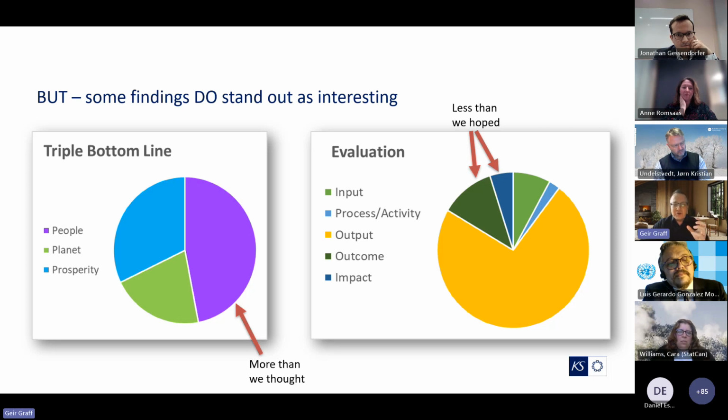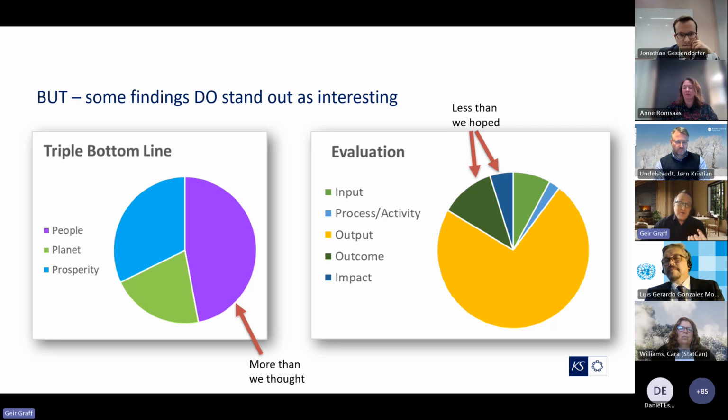That makes the social bit quite much bigger than we thought, actually. Then another thing that surprised us a little bit is when we used the evaluation classification, we saw that almost 75% of the indicators that we classified were output indicators. They measured output, sort of the easy things to measure. A small percentage only measured outcome or impact, that is effect-related indicators.